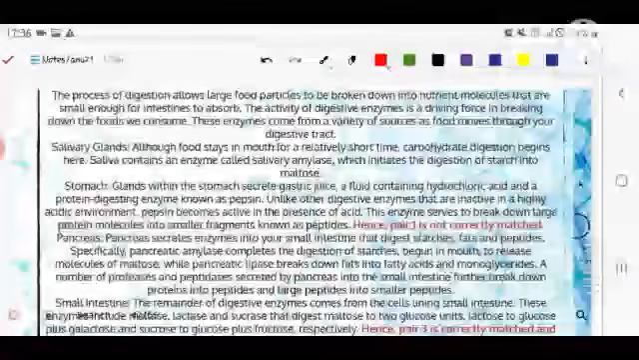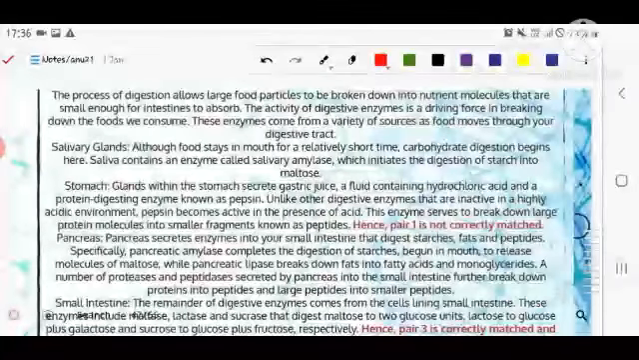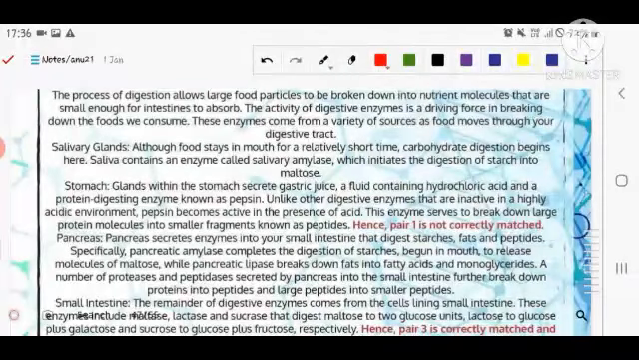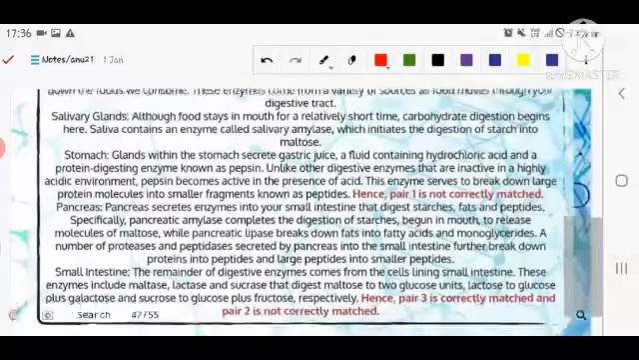So, the salivary gland: what is its function? The food stays in the mouth for a relatively short time. Carbohydrate digestion begins here. Saliva contains an enzyme called salivary amylase, which initiates the digestion of starch into maltose. So that's its importance.